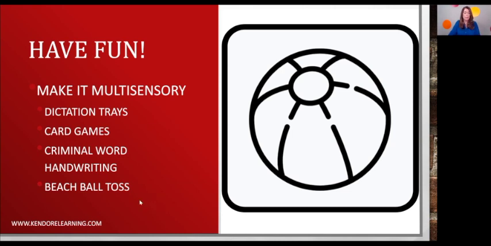So let me switch my screen for a second, and I'm going to show you these activities so you can see.